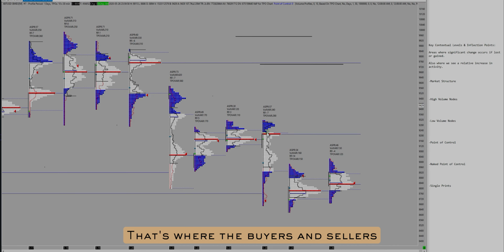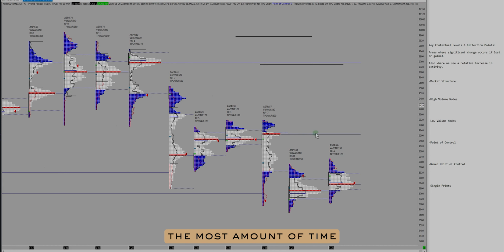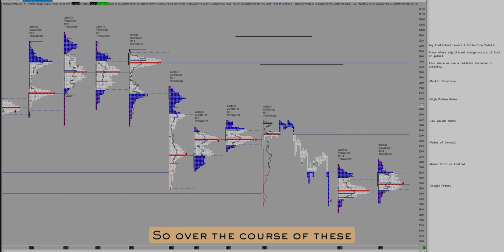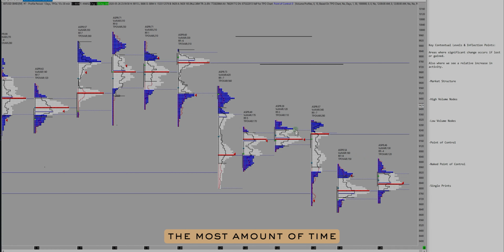That's where the buyers and sellers were in most agreement. That's where we spent the most amount of time. So technically, that's where we established the greatest degree of structure. So over the course of these individual rotations, that is where we spent the most amount of time, or where we interacted with the most.